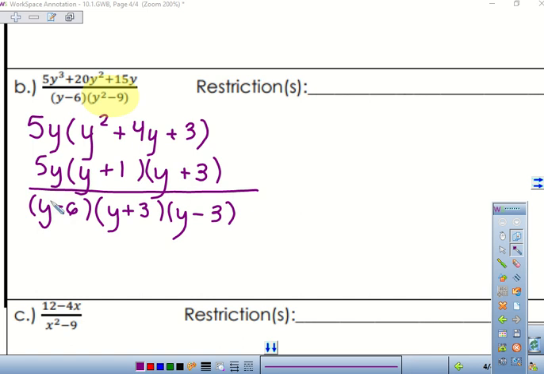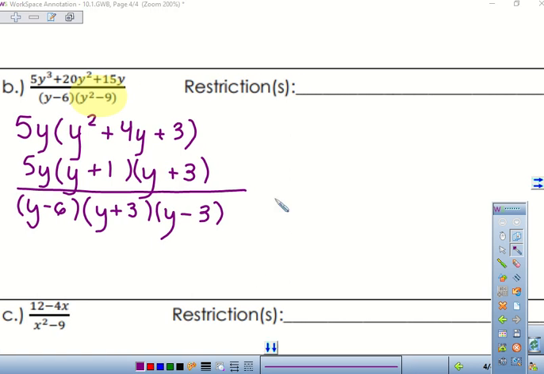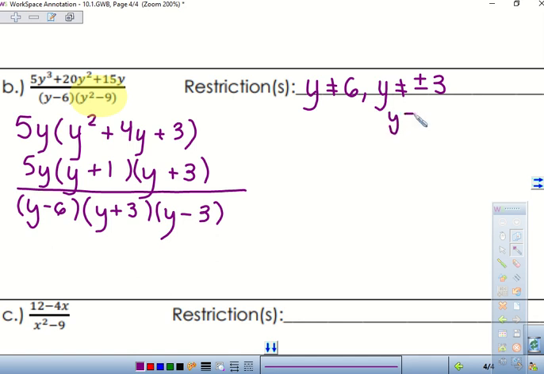Now, you can set each one of these denominators equal to 0 and solve to get the restrictions, but I can probably just look at them and tell, right? Y cannot be what? Good. Y cannot be negative 3 or positive 3. So if you want, you can write it as y cannot be plus or minus 3, or you could write them as separate. Either way is correct, okay? Whatever one you want to do is fine. So if you like to write them two separate ones, that's fine. Or you can write it together. Both are the same, both are correct.